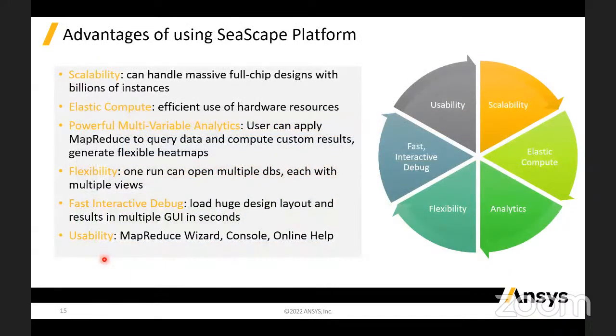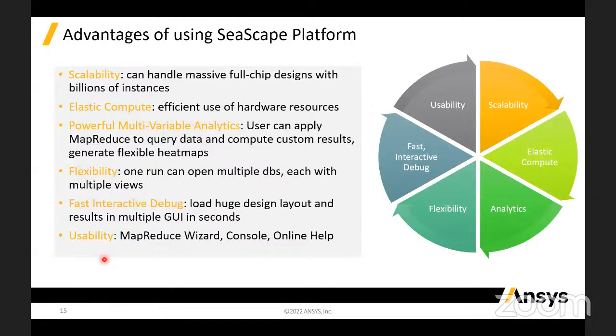Now let's look at the advantages of using the SeaScape platform. This is a big data platform that naturally enables us to scale and handle massive full chip designs with billions of instances. One of the key differentiating features of the SeaScape platform is elastic compute, which allows you to elastically distribute the semiconductor simulation into hundreds of cores, allowing you to get an efficient use of hardware resources.